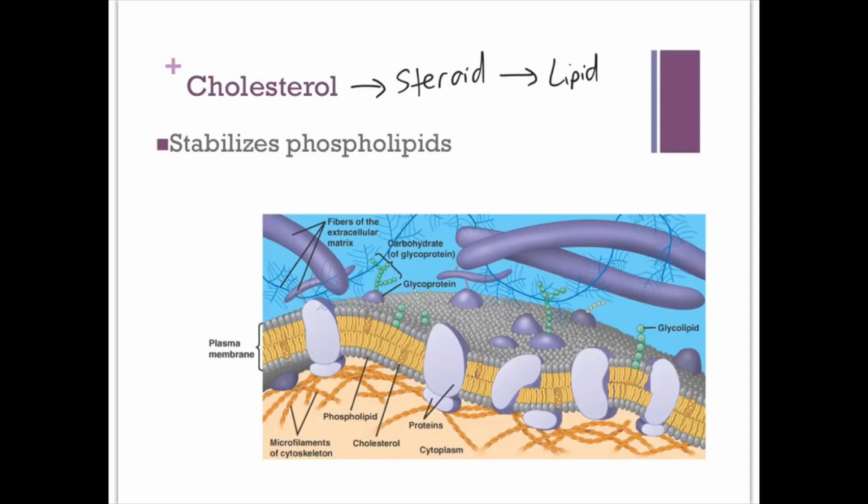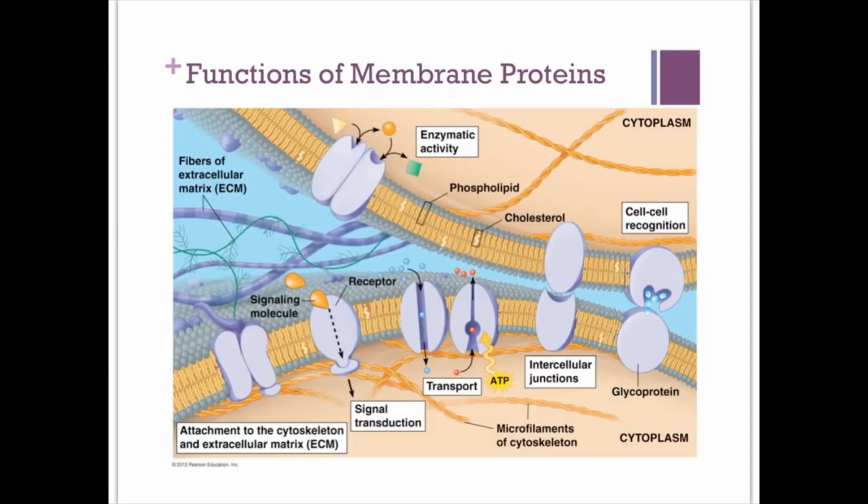The purpose of cholesterol in plasma membranes is that it helps stabilize the phospholipids. So yes, there's fluidity with the phospholipid bilayer, but I do have these cholesterol molecules wedged in there to give the plasma membrane some stability. And it also makes sense when you look at where they are. Cholesterol is a lipid, so it likes to be near the hydrophobic tails of the phospholipids.